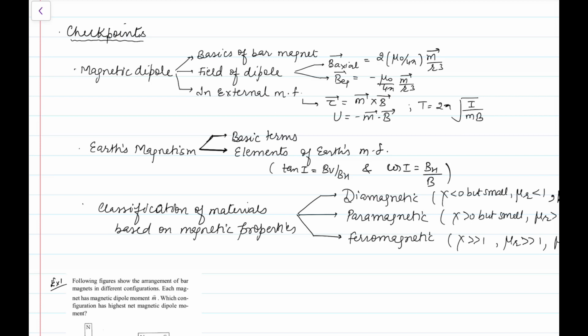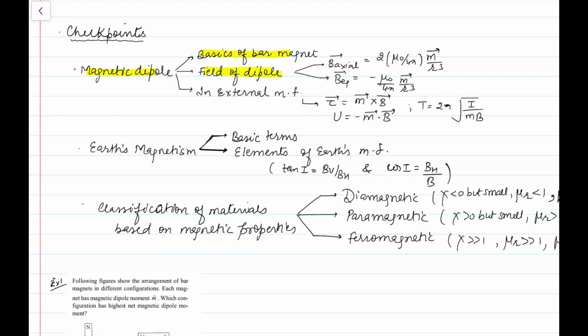So in this chapter, the first thing that you need to remember is the basics of the bar magnet regarding the theory of the magnetic dipole, how the dipole moment depends on the length or on area, and how, when multiple dipoles are there, what would be the net moment. These things you need to remember. So these are all the basics.